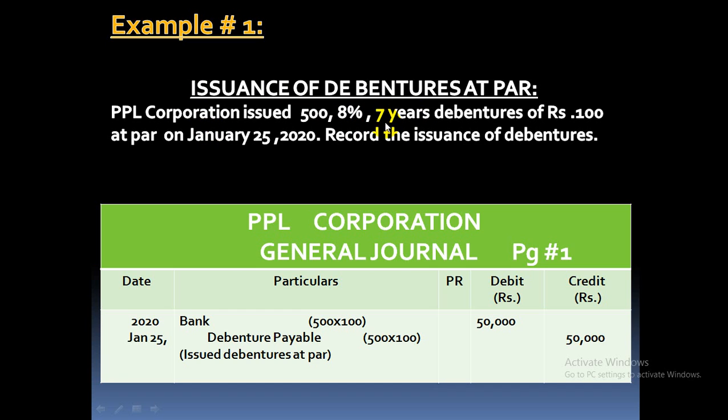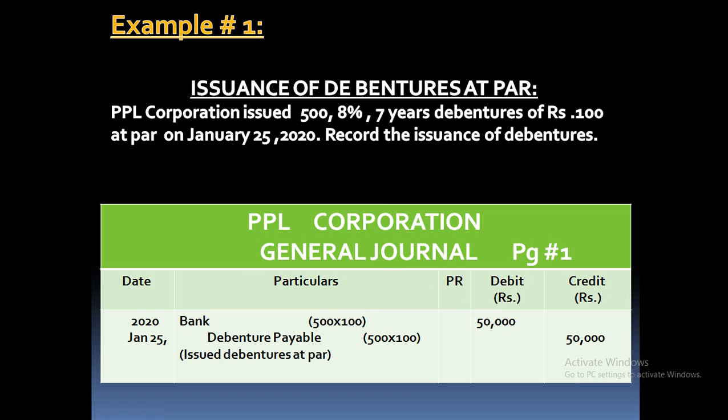Let's see the issuance. Because no detail regarding redemption is given, therefore a simple entry will be made. We are receiving money, therefore the bank account will be debited. The amount which will be recorded in the bank column is 500 multiplied by 100. 500 is the number of debentures, 100 is the par value of the debenture at which we are issuing it. So this is the money which we had received from the issuance of debentures.